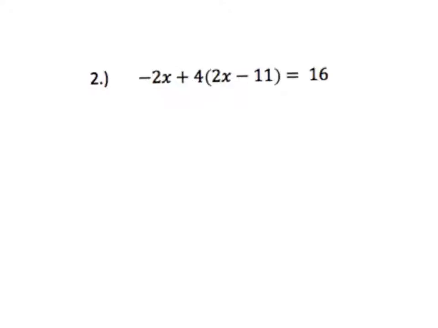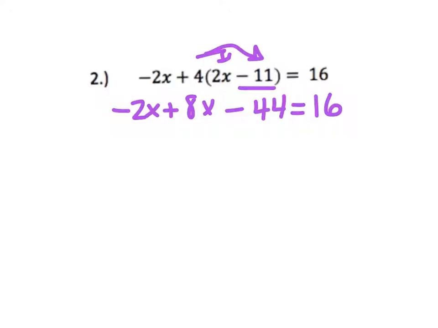Number 2 is similar to number 1. I'm going to start off the same way using the distributive property. 4 times 2x equals 8x. And 4 times negative 11 is negative 44. Then I bring the remaining terms down.